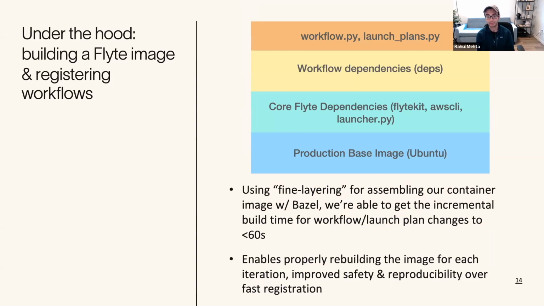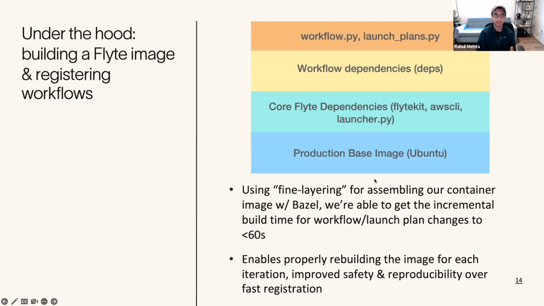And what this enables us to do is properly rebuild the image every time and push it, which in our mind gives us improved safety and reproducibility over fast registration. It also means we have one less distinct process to support, and there isn't a bifurcation between researchers iterating on model changes and the same way that we build and deploy them in production.